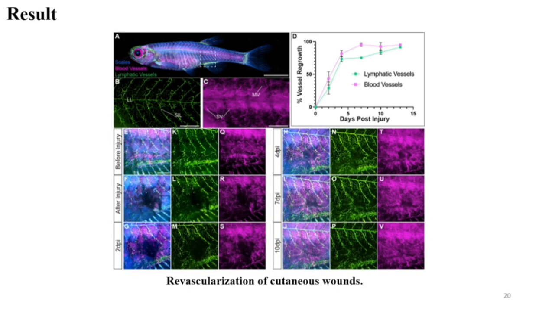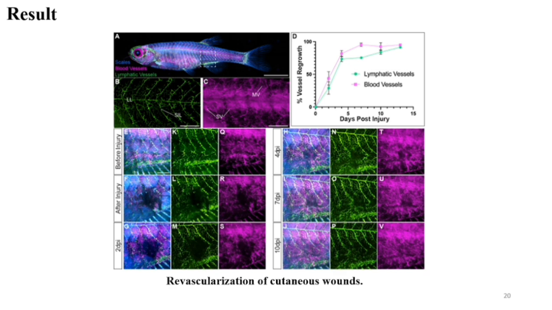Here we have the figure representing the revascularization of the cutaneous wound. Figure A is the whole fish overview. B and C are magnified flank confocal images, with B in green showing a lymphatic vessel and C in magenta showing a blood vessel. In figure A, the white dotted box indicates the approximate site of injury for figures B to E. And figure D is the quantification of the percent of the wound area revascularized by blood vessels or lymphatic vessels at time points following cutaneous injury.